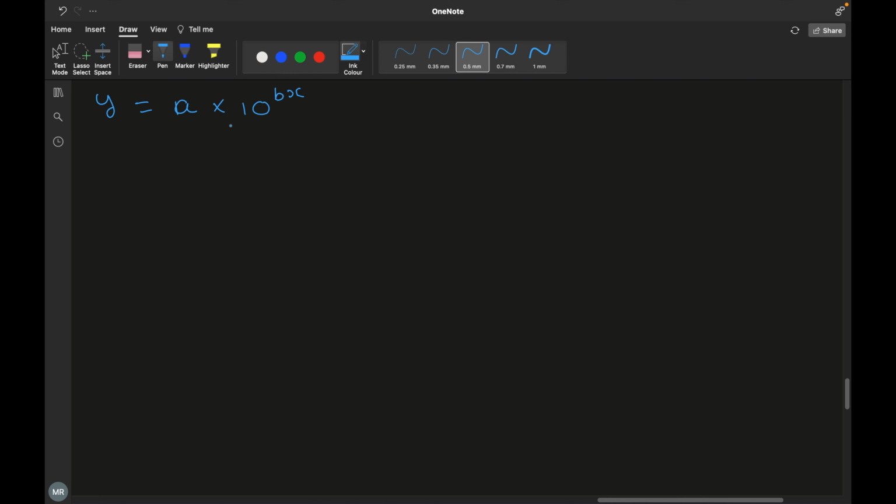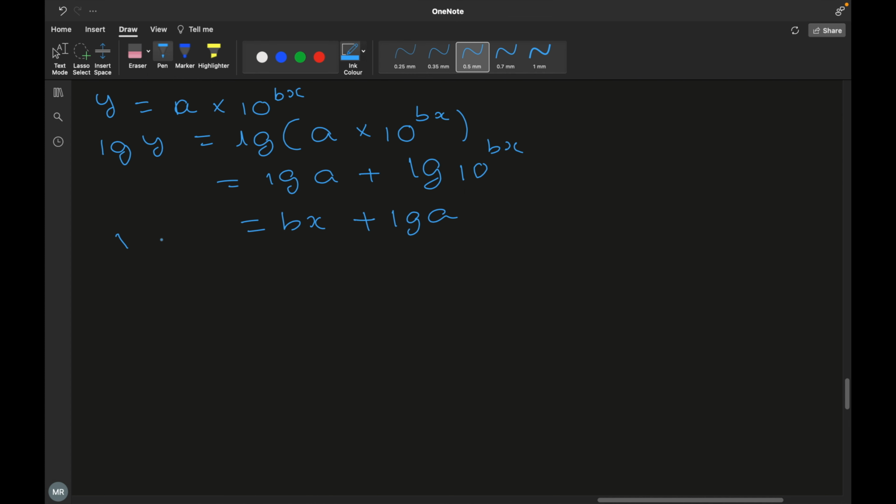Now we look at how to transform this equation into a linear relationship. So first, you can apply logs to both sides. So let's do log of y equals log of a into 10 to the power of bx. This would be log a plus log of this. So we can simplify this to bx plus lg a. If you see, this is in the form of y equals mx plus c, where y is lg y, x remains x, and the gradient would be b, and the constant would be lg a. So yeah, this is how you transform this into a linear one.